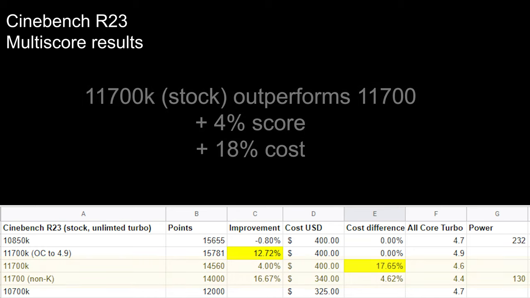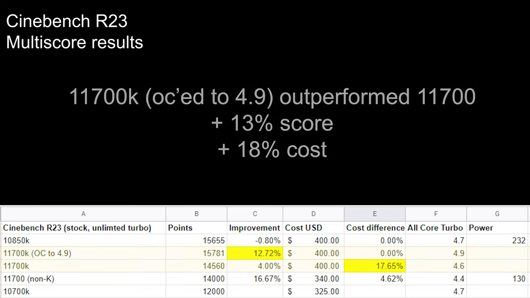You can see that the overclocked 11700K at 4.9 GHz all-core turbo boost is giving a more impressive 13% improvement over the non-K variant, and you could probably push the overclock even more to close the gap of the price premium versus the price performance. That would overall justify that 18% price premium if you are willing to overclock.